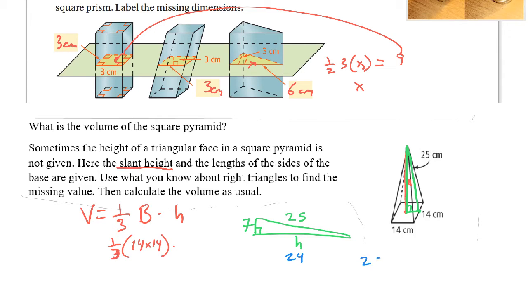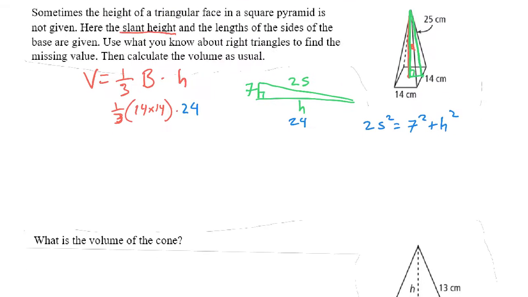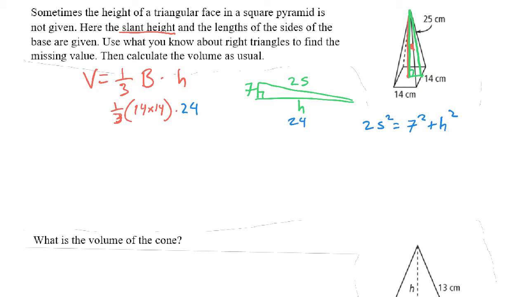To get that, I do 25 squared is 7 squared plus h squared. But you can just take my word for it, it's going to be 24, because this is one of the more common Pythagorean triples: 3, 4, 5, 5, 12, 13, 7, 24, 25. Okay, so once I get that 24, I just plug it in here, and then just multiply all that out, which I think we could do in our head, maybe.